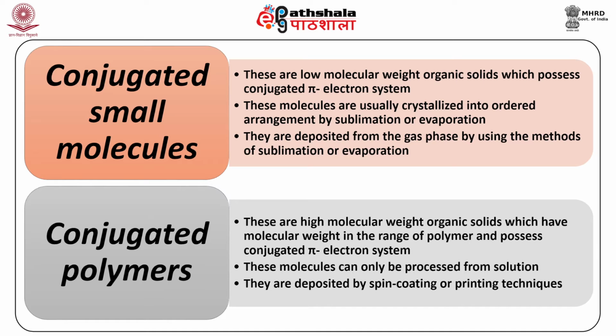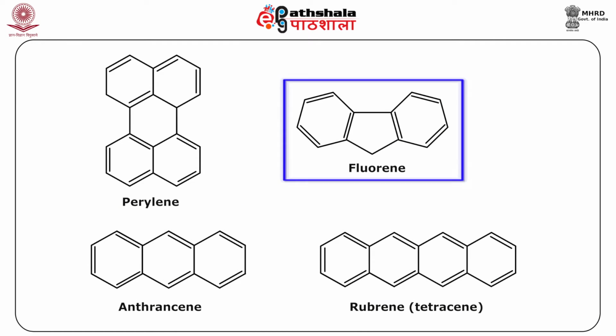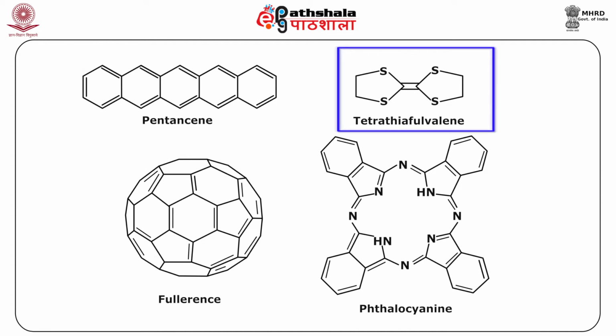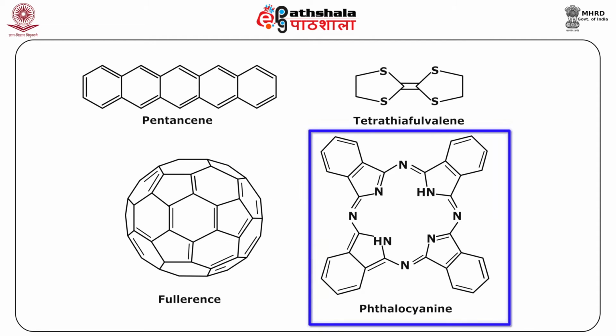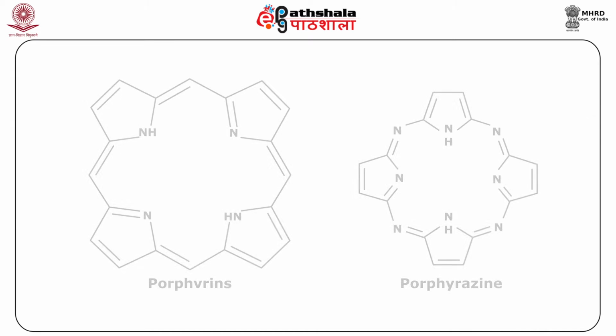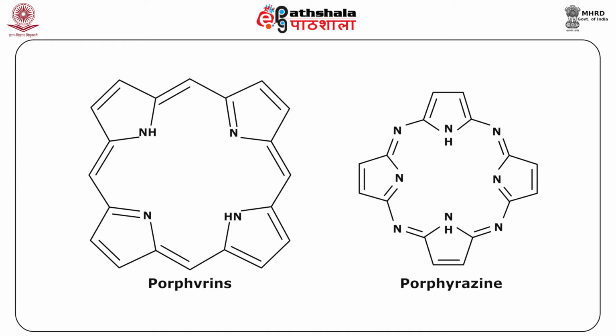They are deposited by spin coating or printing techniques. The molecular structures of various organic solids are shown here in the given figure: perylene, fluorene, anthracene, rubrene, pentacene, tetrathiafulvalene, fullerene, phthalocyanine, polythiophene, polyaniline, porphyrins, porphyrazine are some of the molecular structures of organic solids.